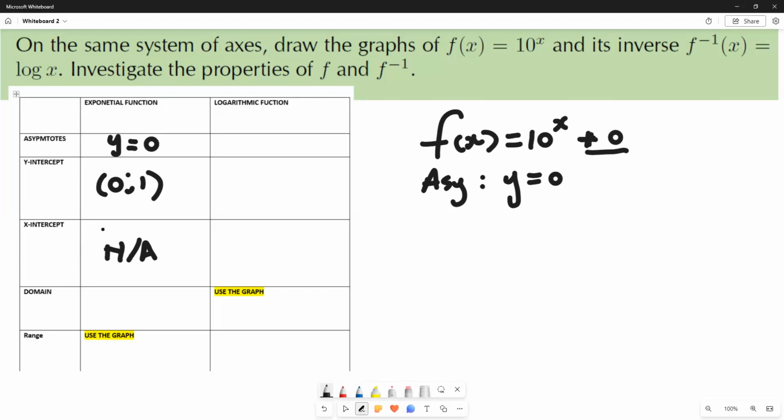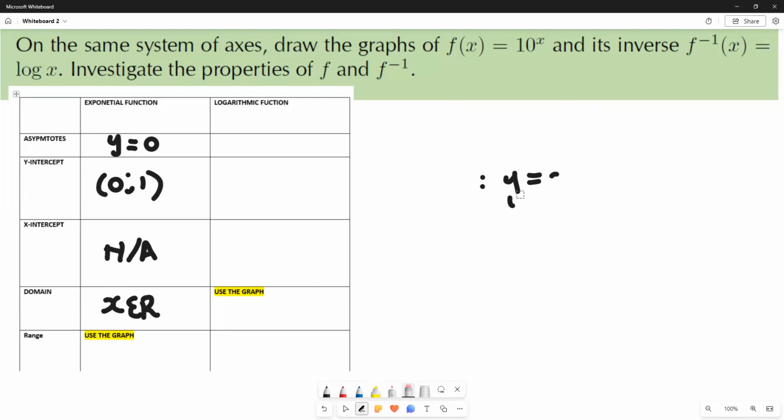Okay? And then the domain. Let's do the domain for the exponential function. You need to know that the domain for the exponential function is always x is an element of the real numbers. That is what you need to know. So exponential function, parabola, and a straight line, their domains are always x is an element of the real numbers. Okay, perfect. And then let's do the range now.